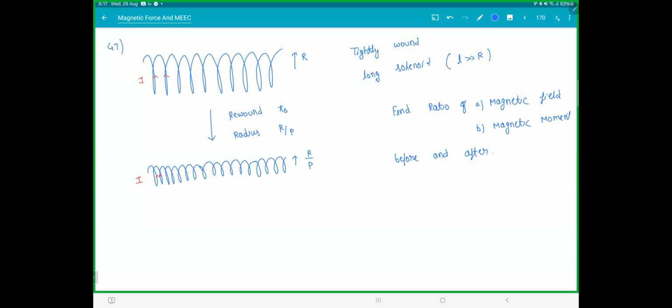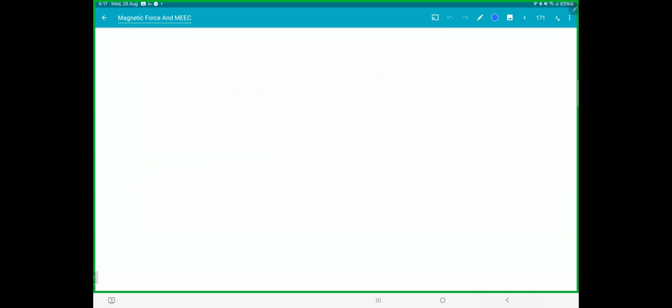N by P for magnetic field. First, let's see what Adrit said. If you rewind, will the number of turns change? What will remain the same? When you open this, the length of the wire will remain the same. So what is the length of the wire here? Total number of turns, let's say N into L.